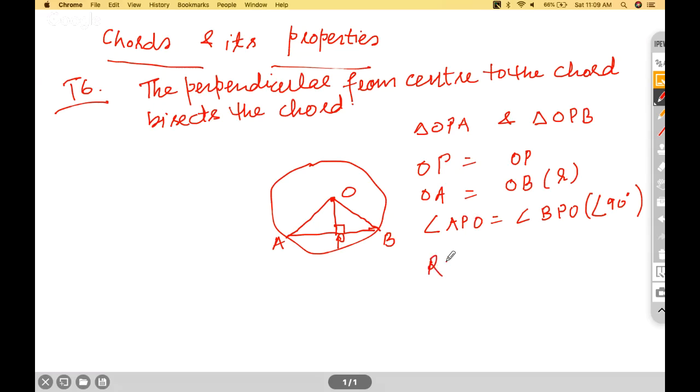I have RHS congruency. So if I have RHS congruency, this angle and this angle are equal.